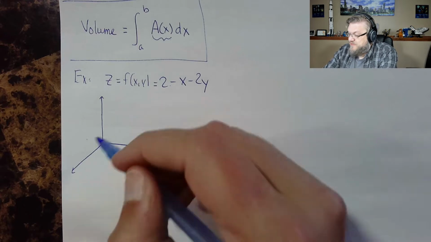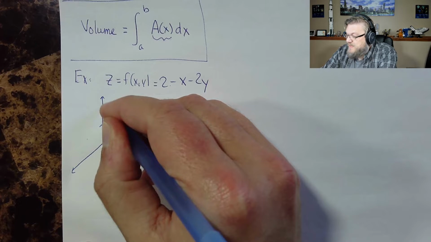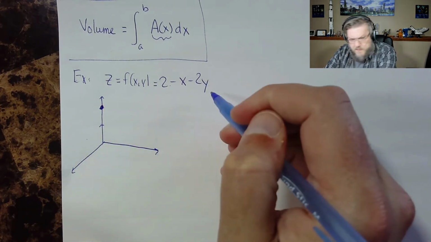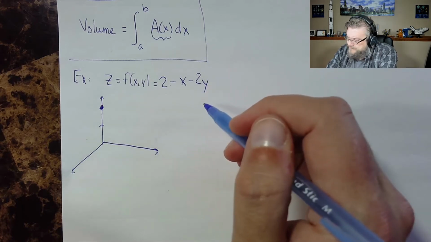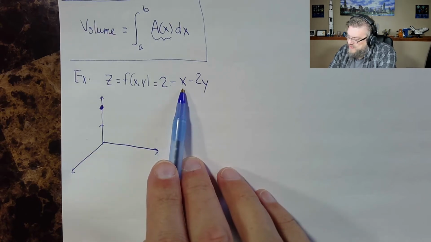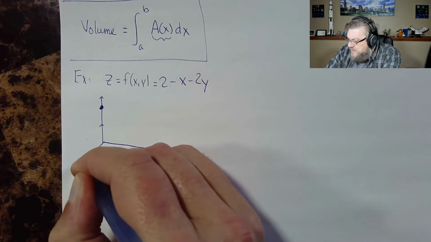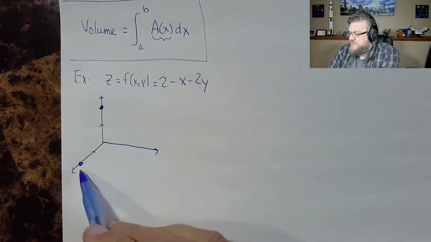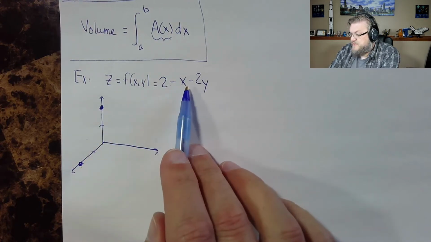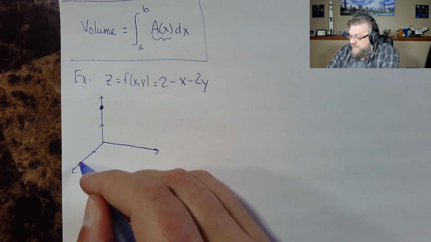So if x and y are 0, z is 2. So let's put a dot there. When y and z are 0, that'll mean that x has to be 2, doesn't it? Yeah? So there we go. In other words, the point (2, 0, 0) is on this surface, isn't it? Yeah? And so that point is on there.